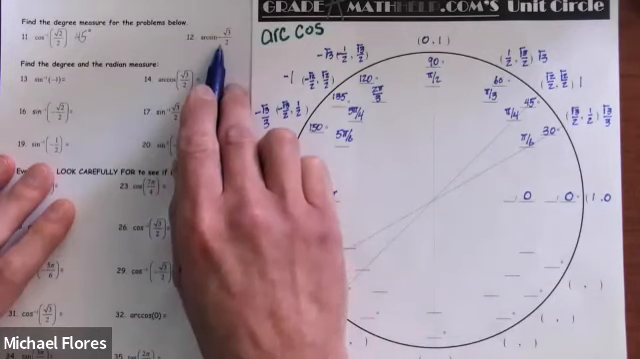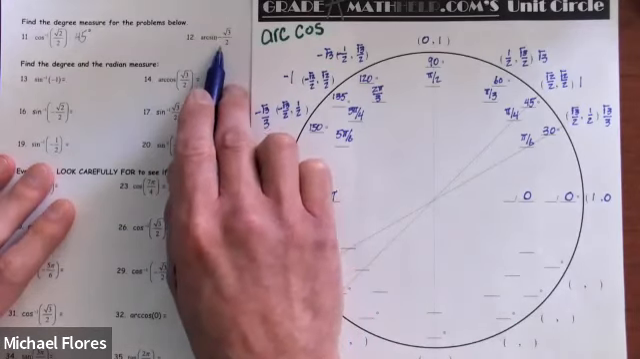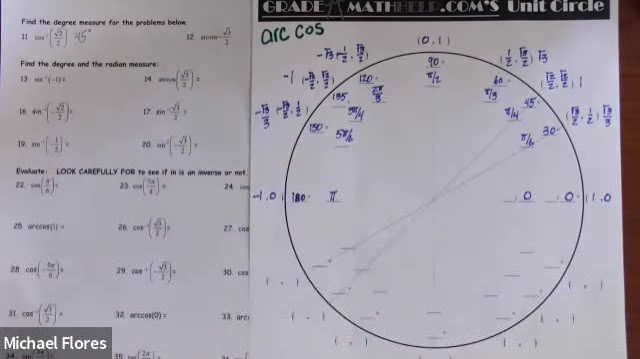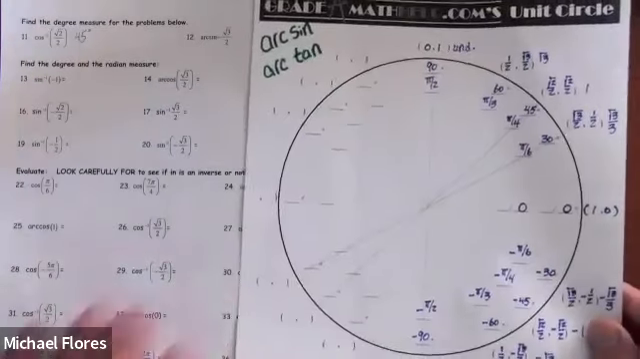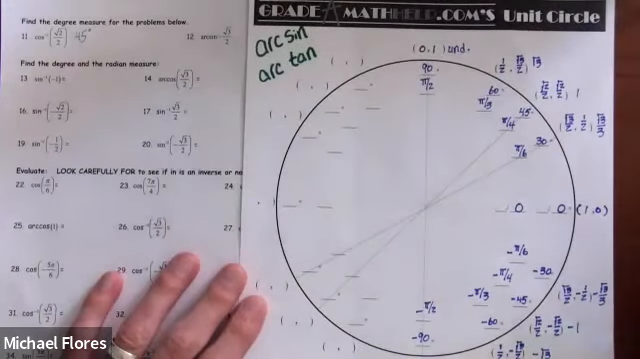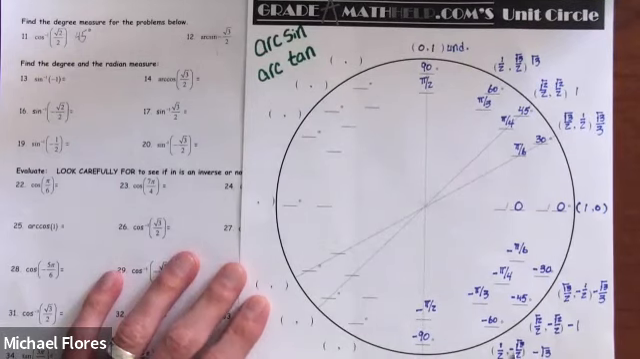Now arc sine of negative root 3 over 2. So we don't need the arc cosine cheat sheet. We need the arc sine cheat sheet. We need to locate the sine value of negative root 3 over 2. There it is, right there. And that is a negative 60-degree rotation.